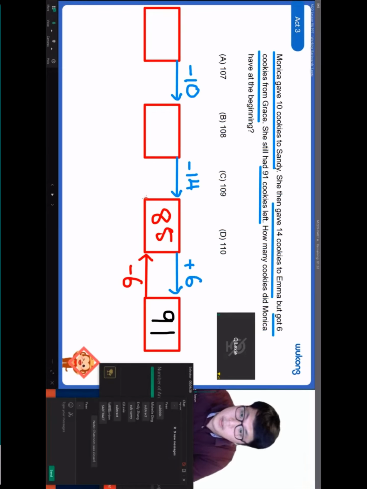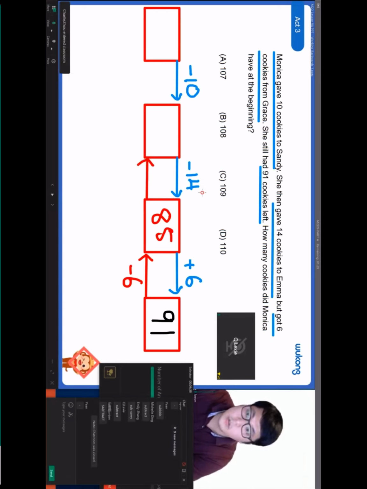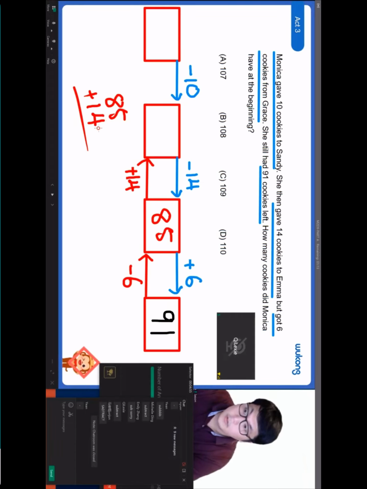So now, let's see. If we were subtracting 14, what's the opposite to subtracting 14? Plus 14. Very good. So what do you get if you plus 14? 95. So Lexi, what is 5 plus 4? 9. Very good. What is 8 plus 1? 9. Very good. So it is 99. Okay. So we need to move on.